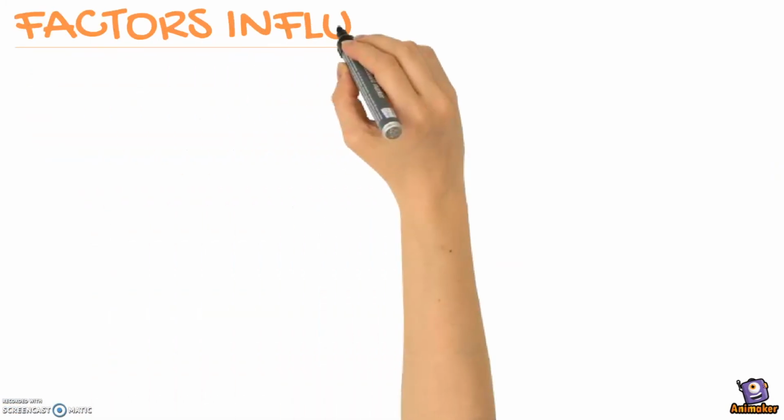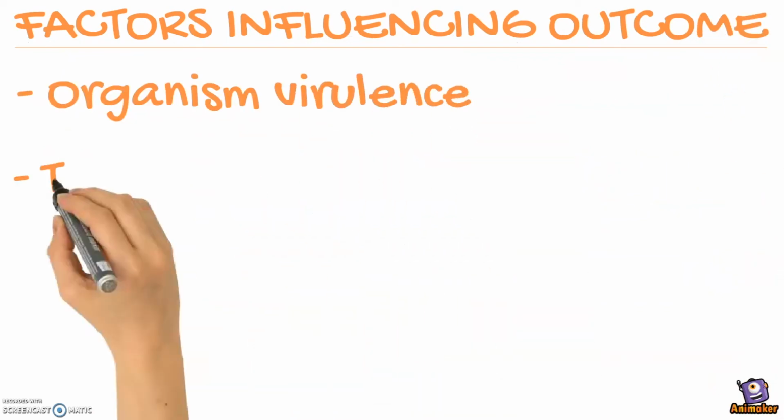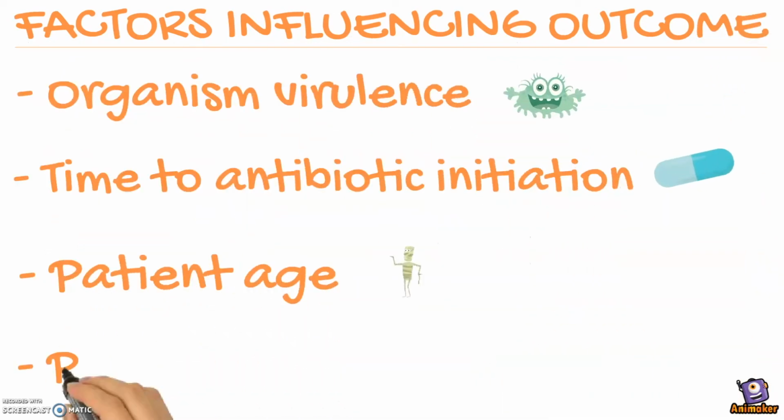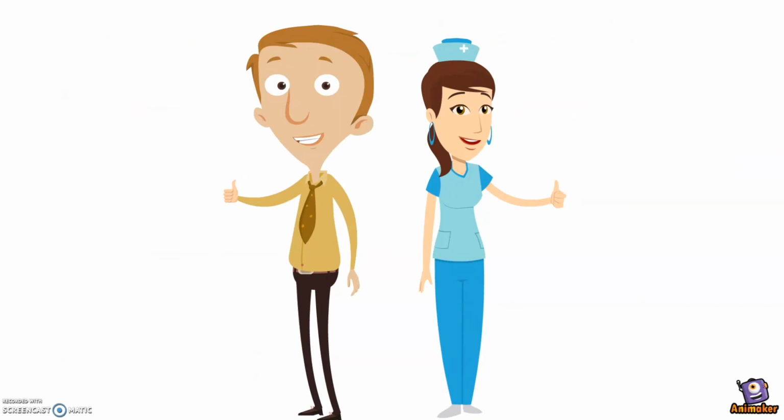Factors like the virulence of the infecting organism, length of delay of starting antibiotic therapy, patient age, and the presence of pre-existing joint disease are known to play an important role. Luckily for AJ, he is young and was being treated by a knowledgeable UCT graduate who started antibiotics quickly, so things are looking good for him. Hooray!